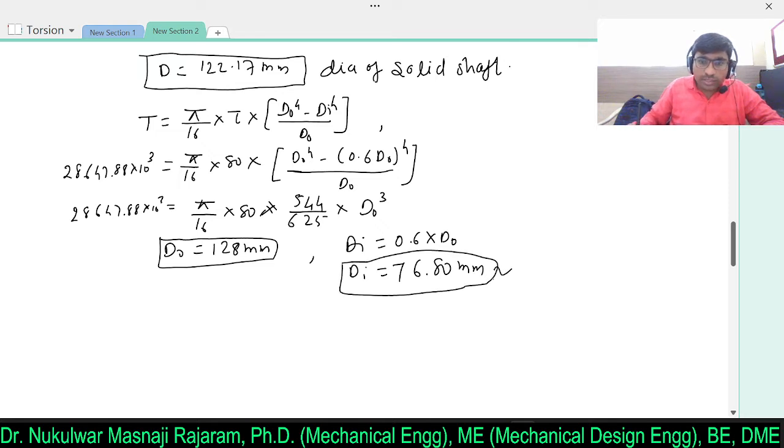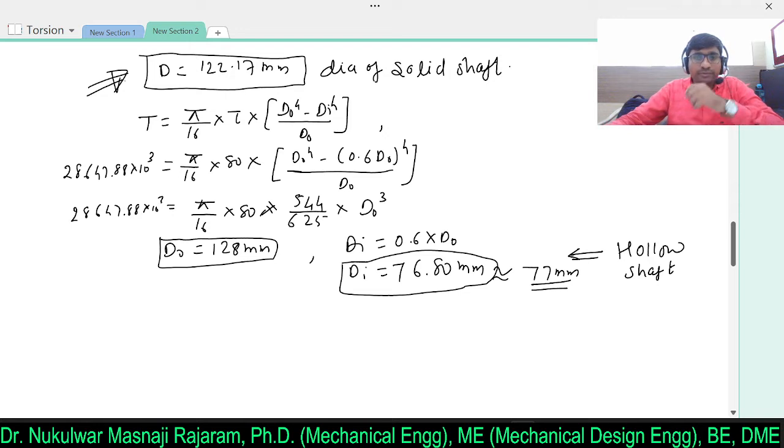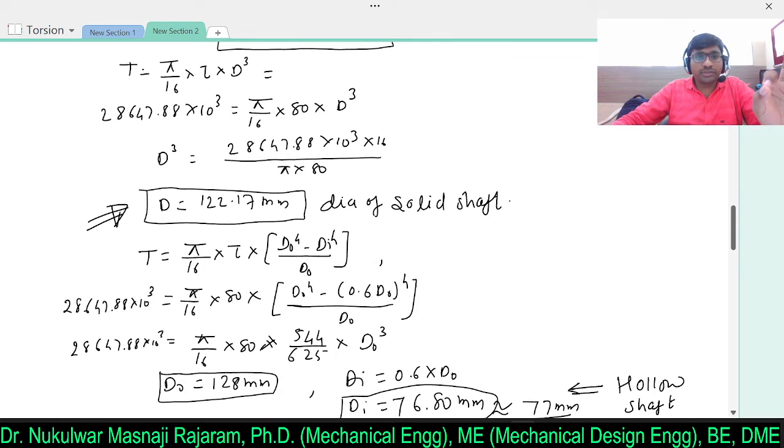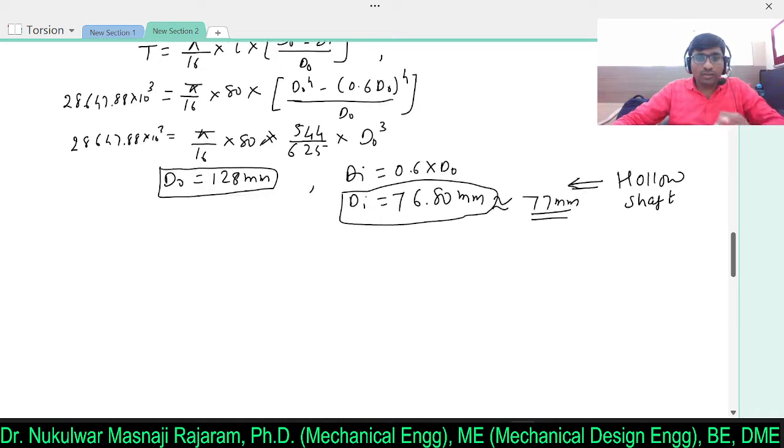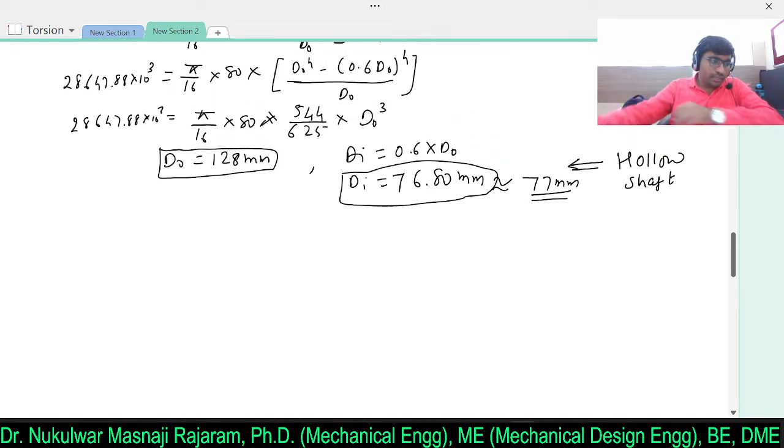Clear? So it is near about 77 mm. So now we have the inner diameter and outer diameter for the hollow shaft. These are the values for the hollow shaft, and this one was the diameter for the solid shaft. When the material is the same, torque transmitted is the same, shear is also the same, then the modulus and length of the shaft is also the same. Clear? Now here I will consider the weight of the solid shaft.